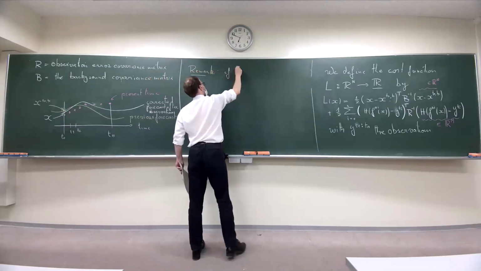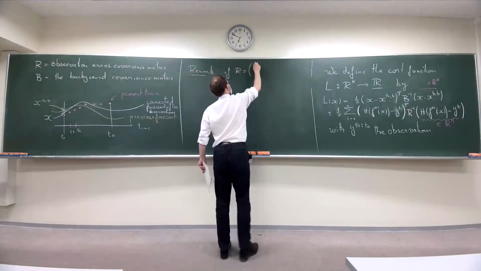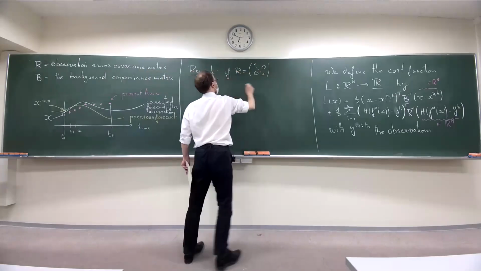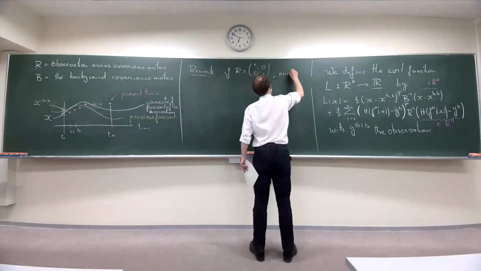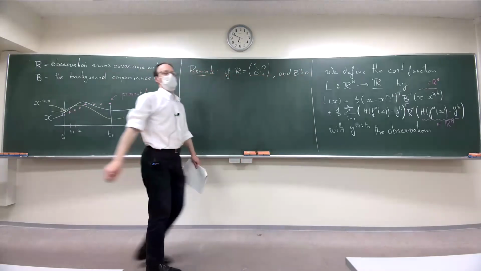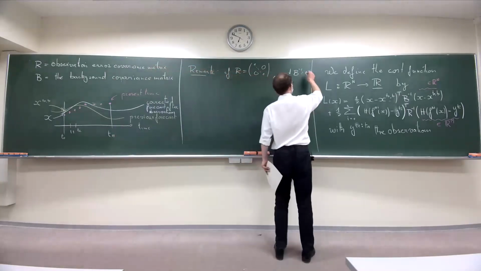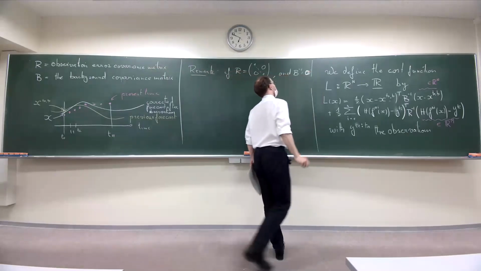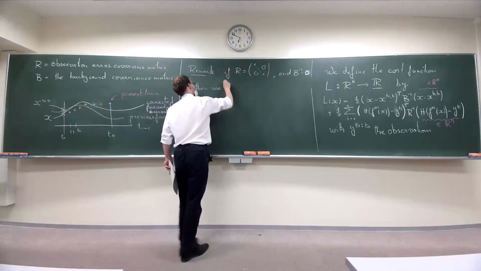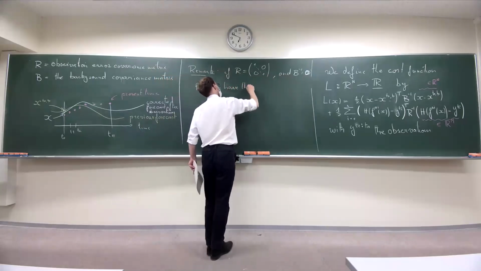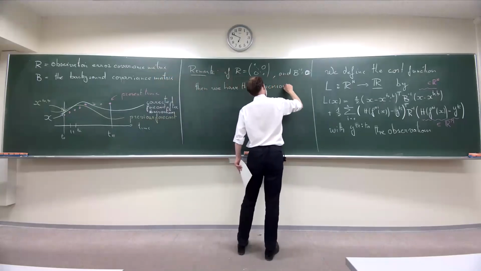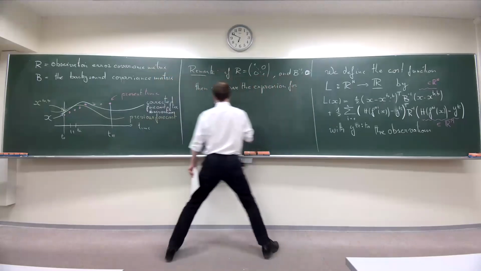If you take R equal to the identity matrix, and if you forget B, so its inverse is just the zero matrix, which means the first term does not appear, then we have the expression for the least square.